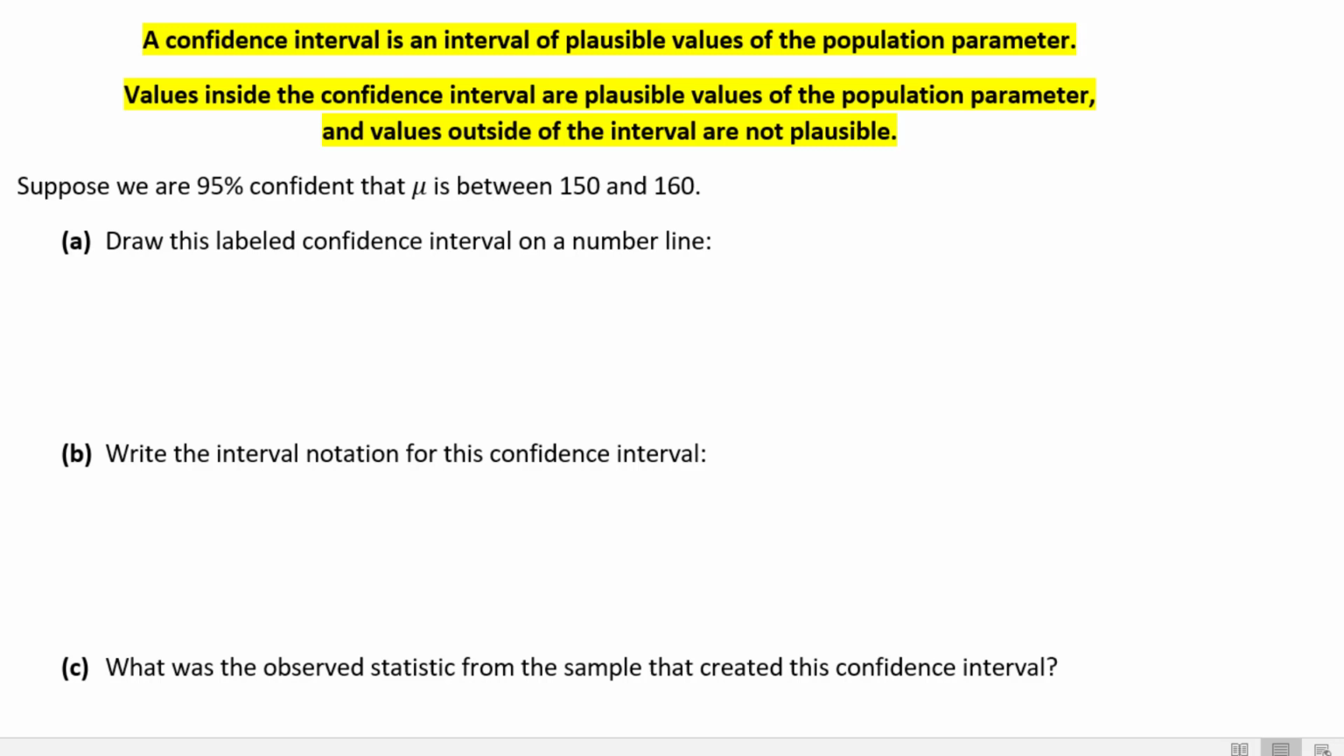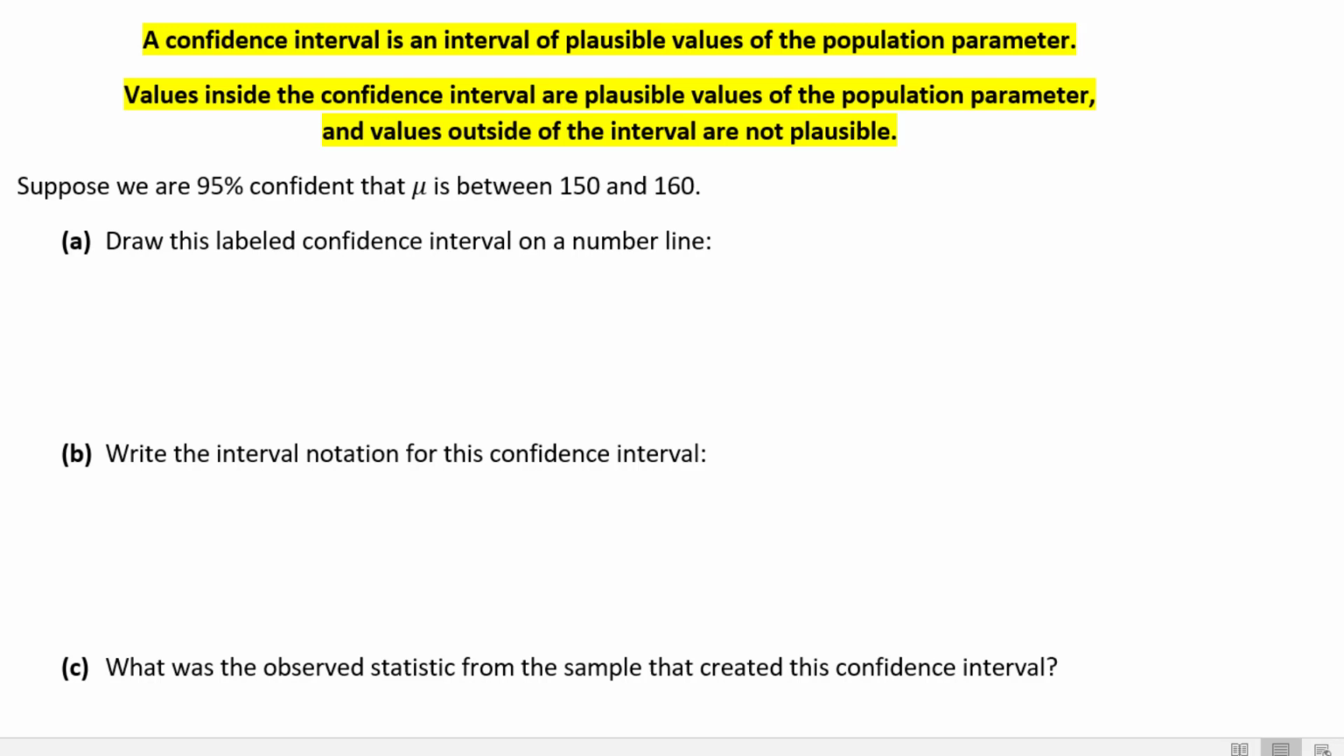A confidence interval is an interval of plausible values of the population parameter. So values that are inside the confidence interval are plausible values of the population parameter, while values outside the interval are not plausible. They're values that were rejected when doing a hypothesis test. So let's look at an example and several questions to really break this down.